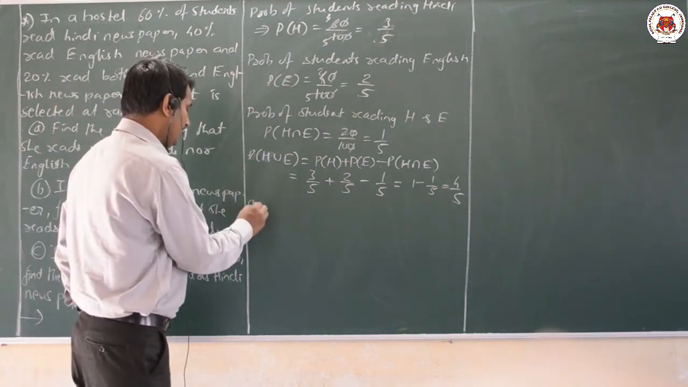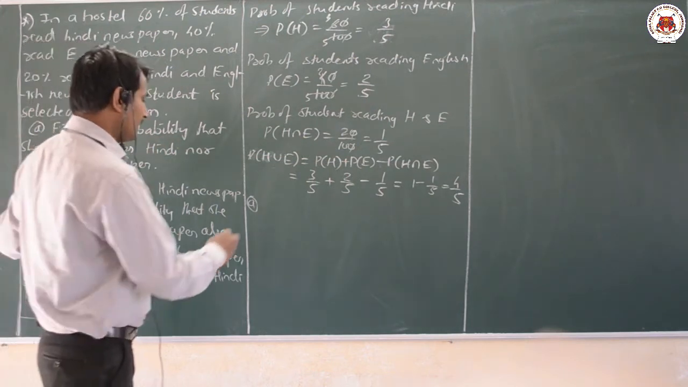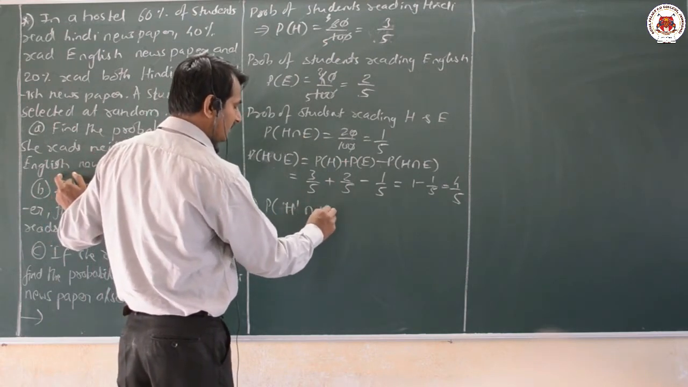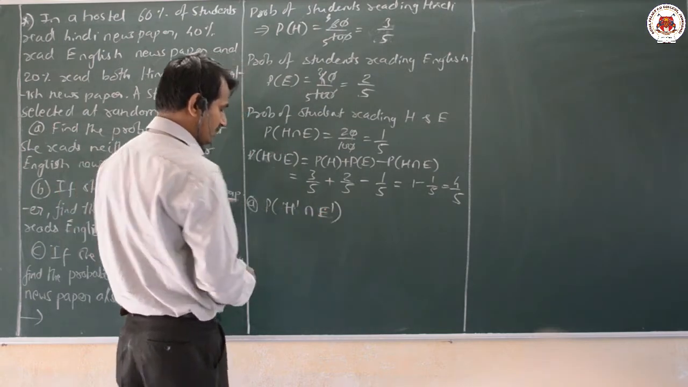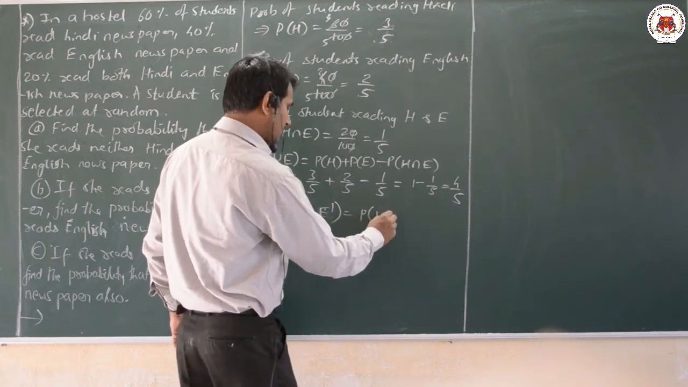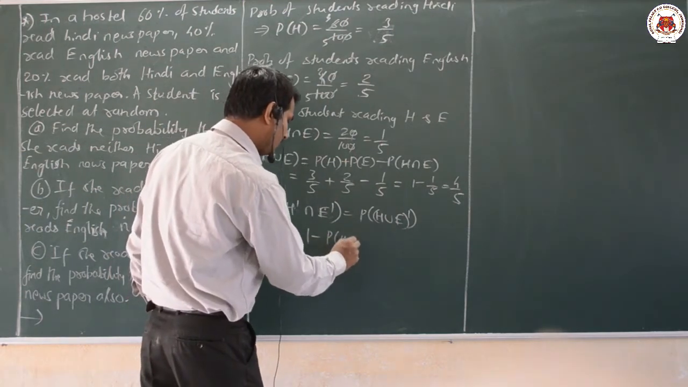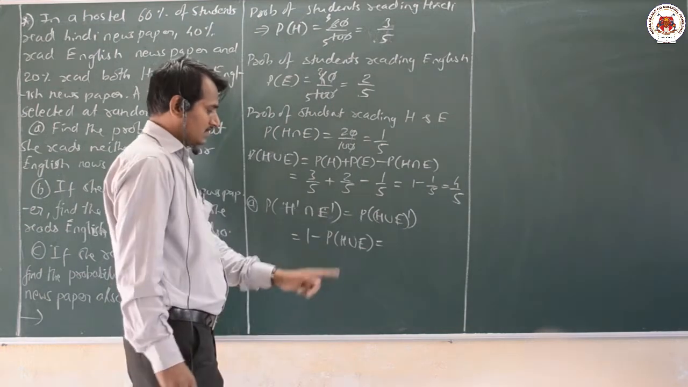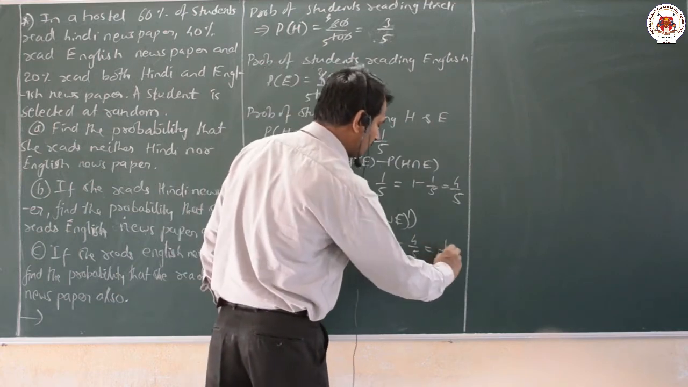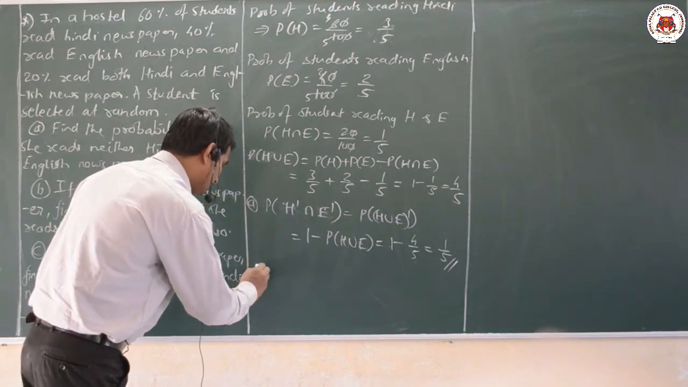Now let us start with part A: find the probability that she reads neither Hindi nor English. That is the probability of neither Hindi nor English, which I can write as P of H union E whole complement. That value is 1 minus P of H union E, that is 1 minus 4 by 5, which is 5 minus 4, so the value is 1 by 5 again. That is neither Hindi nor English.